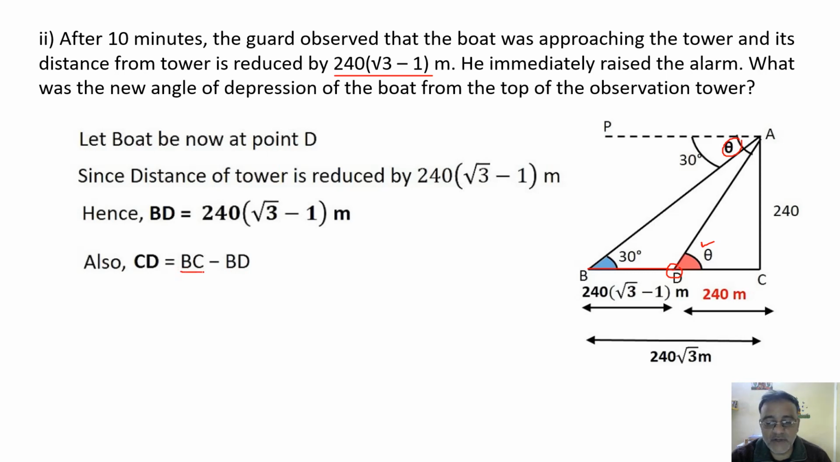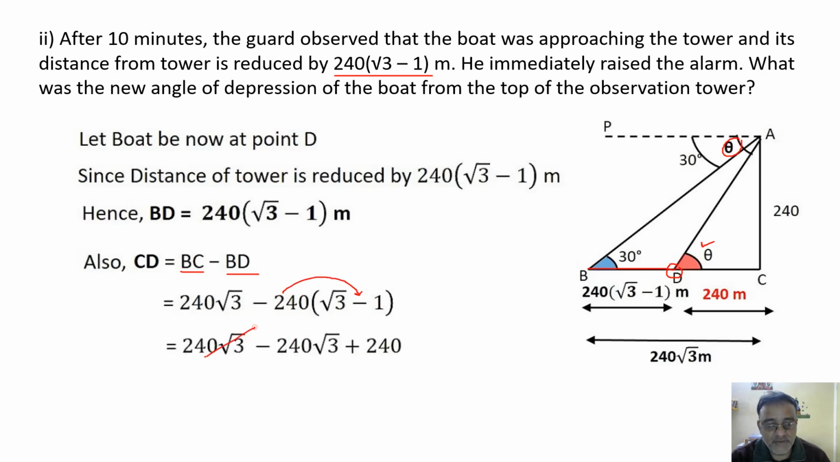BC हम लोग के पास ऑलरेडी था 240 root 3 मीटर, एंड BD 240 इंटू रूट 3 माइनस 1. सो हम लोग क्या करेंगे, इसको ओपन कर देंगे. ओपन करेंगे तो ये प्लस हो जाएगा, ठीक है. एंड इसमें 240 रूट 3, 240 रूट 3 कैंसिल हो जाएगा, एंड वी आर गेटिंग 240 मीटर. Right. Now in this triangle, I'm doing here tan theta is equal to AC upon CD. And what is the value of AC?